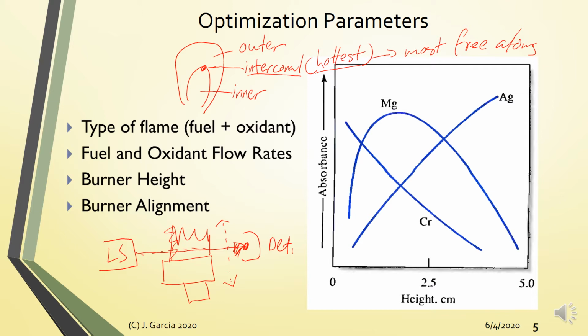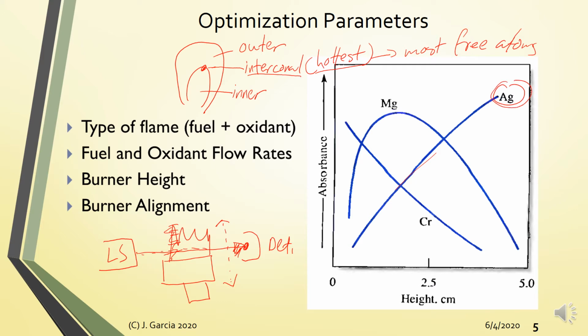Now here are some examples of the importance of adjusting the burner height. You have here three elements: magnesium, silver, and chromium. Now if you look at silver, as you increase the burner height, what happens? The absorbance increases. Why? Because when you say burner height, you are going higher, dun sa part ng flame. As you go up, the flame gets more and more silver free atoms.